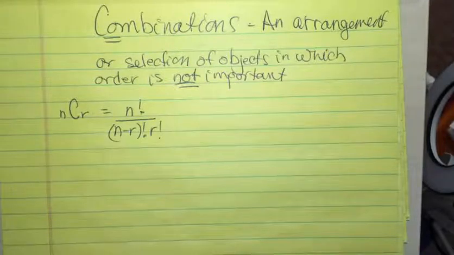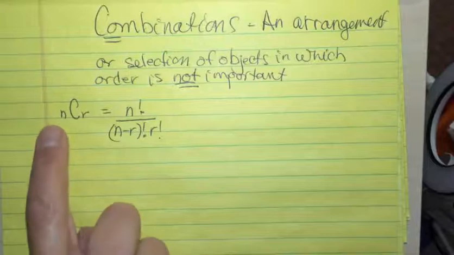It could be you're choosing people for a committee. It doesn't matter who's chosen first or second, unless it were a situation where the first person chosen for the committee is the president, the second person, that would be order matters. That is permutation. Combinations is just a selection of a chunk of items or people.